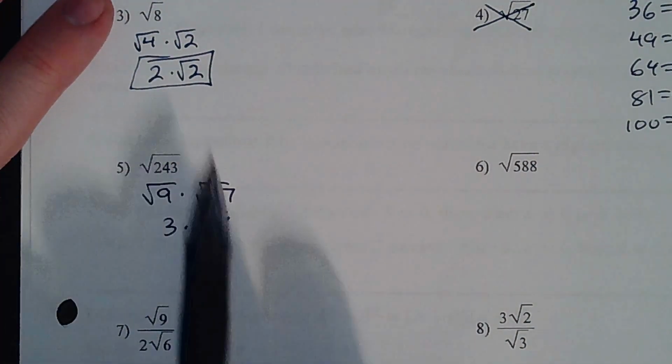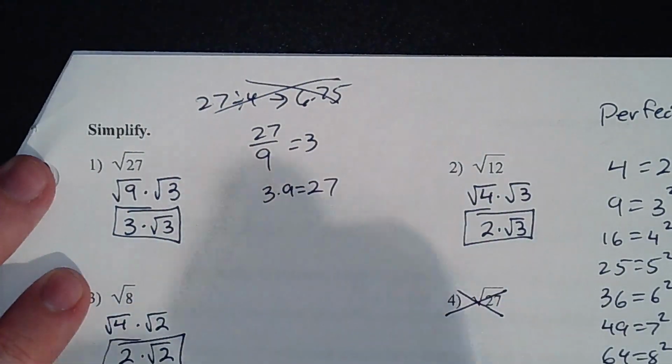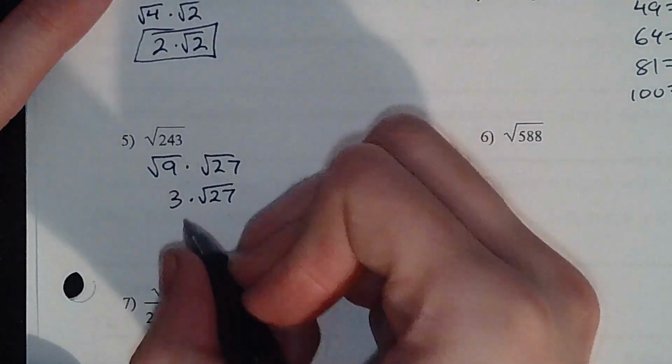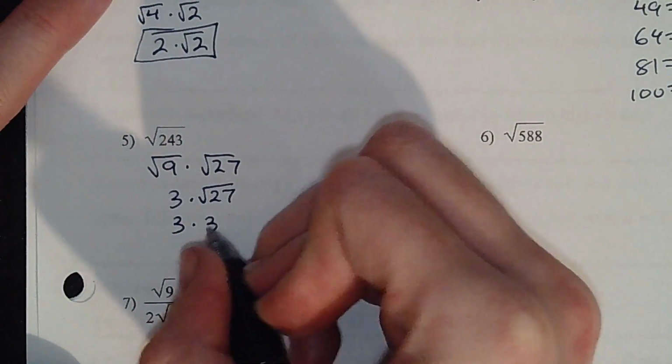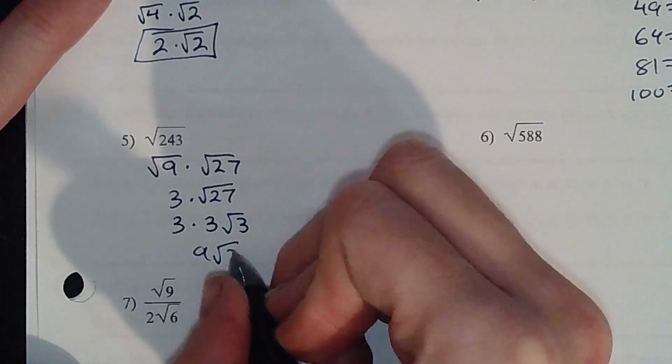We actually did square root of 27 earlier, though. Square root of 27, we did it. We don't even have to show this work if we already know what it is. Square root of 27 is 3 rad 3. Now, if you want to go through the work, you could definitely go through the work, and you end up getting 9 square root of 3.